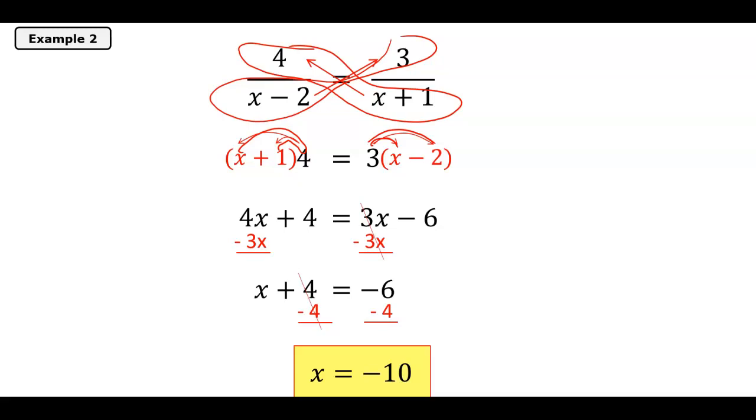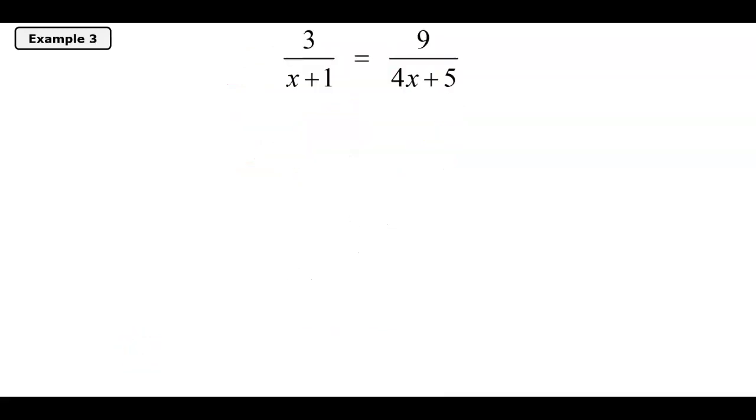All right, so example 3, you ready? What do I do when they're equal? What have we done the last 2 times? Cross multiply and divide. So 3 times 4x plus 5, 9 times x plus 1. Again, this times this times this.